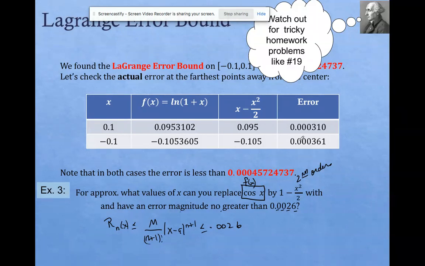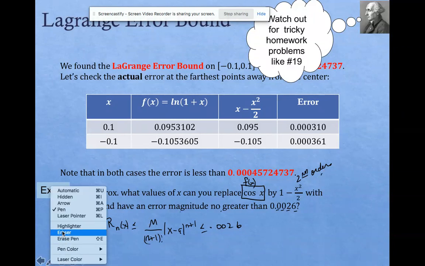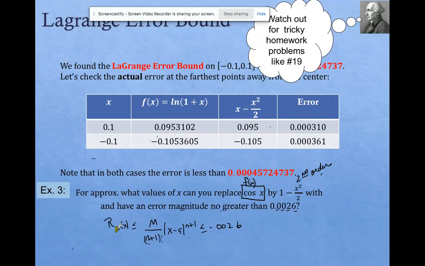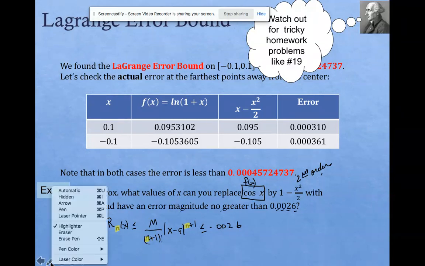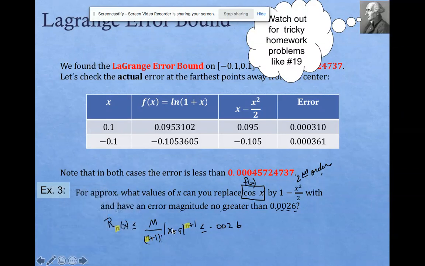So with this being a second order, you would think that you should plug in 2 there, 2 there, 2 there. And remember, they want you to solve for the x. So in this case, you are looking for this x. You're going to solve for it because you're going to be less than or equal to 0.0026.